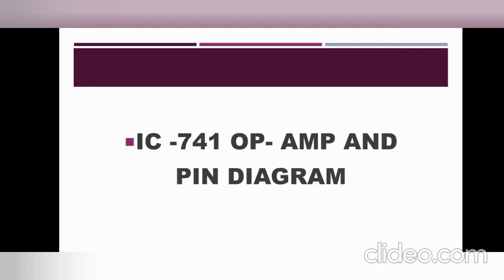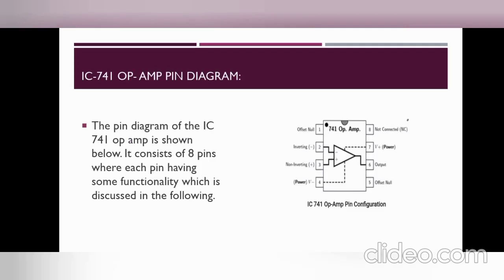Going for the topic IC741 op-amp and pin diagram. The pin diagram of the IC741 op-amp is shown below. It consists of 8 pins, where each pin has some functionality, which is discussed in the following.